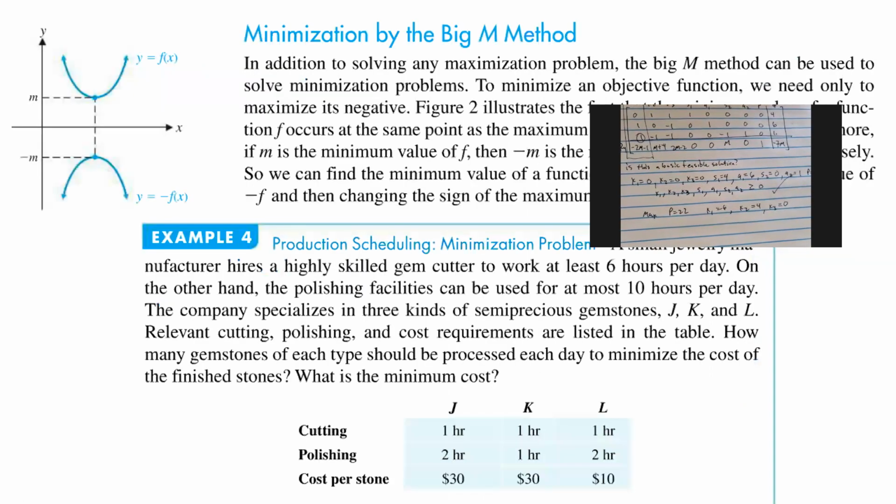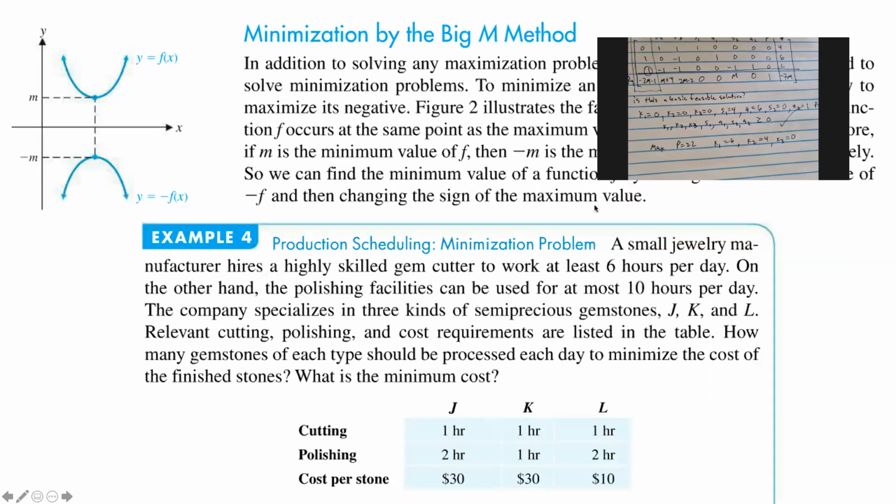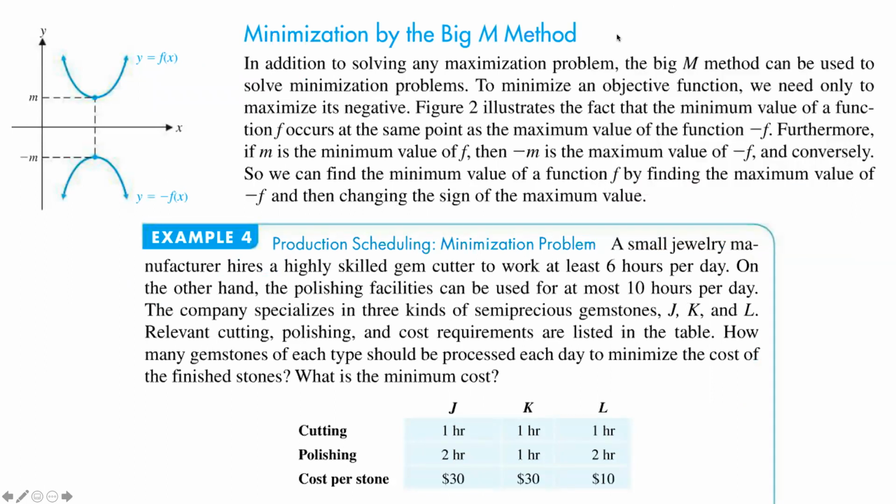I think it's really important, though, to set up example 4. So you can think of basically a minimization problem and how we talk about how do we make this a maximization problem, or how we can think of how do we solve this problem. So here, I'm going to make this small. All right, so minimization by the big M method.